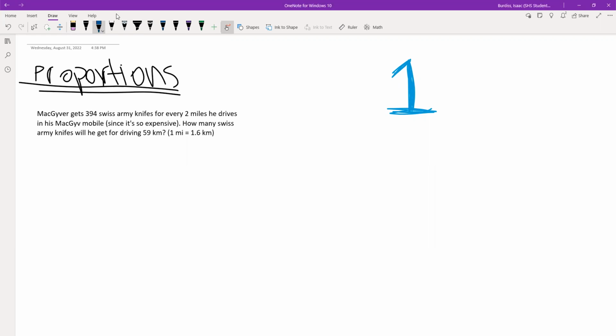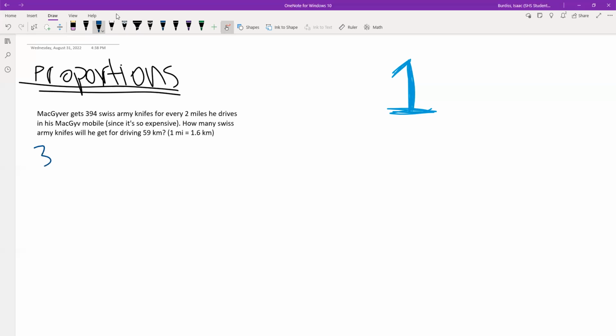Here's an example. It says MacGyver gets 394 Swiss Army knives for every 2 miles he drives in his MacGyvermobile, since it's so expensive. How many Swiss Army knives will he get for driving 59 kilometers? 1 mile equals 1.6 kilometers. So this is like a double problem because, of course, they had to give it to us in kilometers, because we need miles.